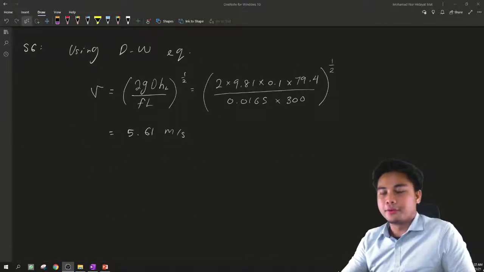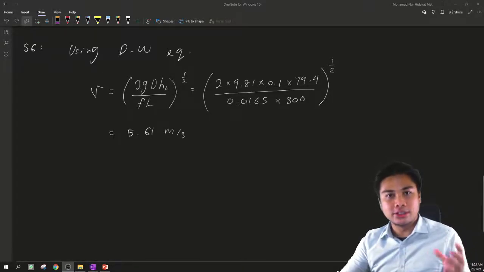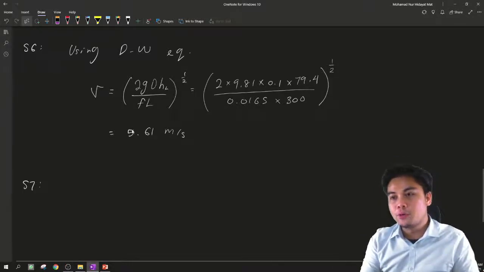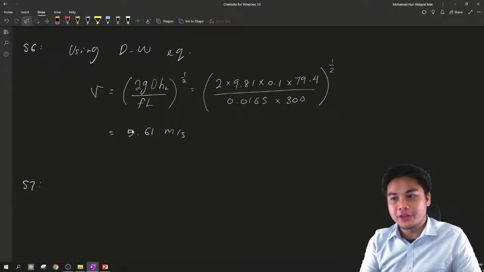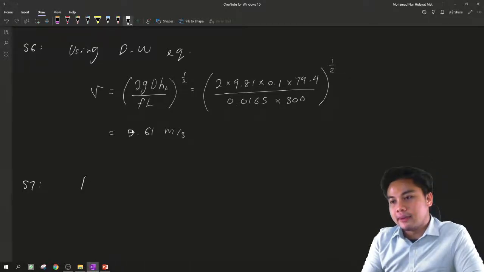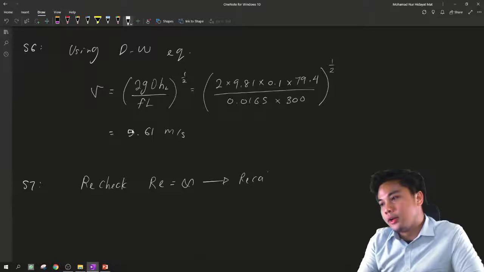Right? Alright, remember previously we made the assumption that it is a fully turbulent flow. Since we have the velocity, why don't we refine the Reynolds number, the real exact Reynolds number, to get our solution accurately. So step number 7: if we have the velocity, we can look at the Reynolds number and then translate it into the friction factor. So recheck our Reynolds number. Previously we assumed that the Reynolds number is infinity. Now we need to recalculate the Reynolds number.